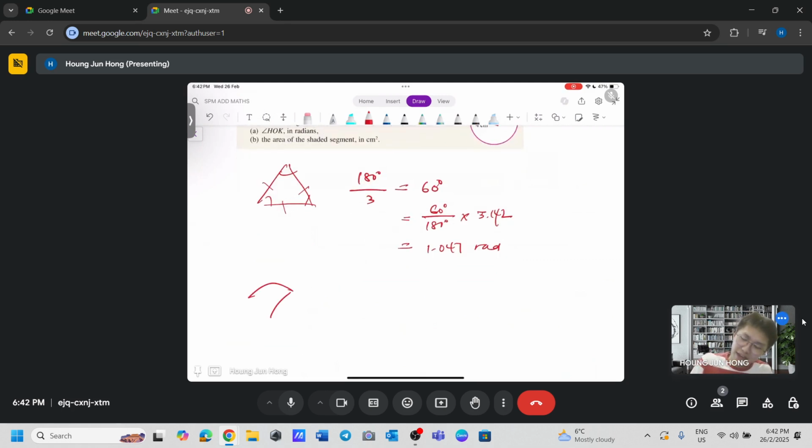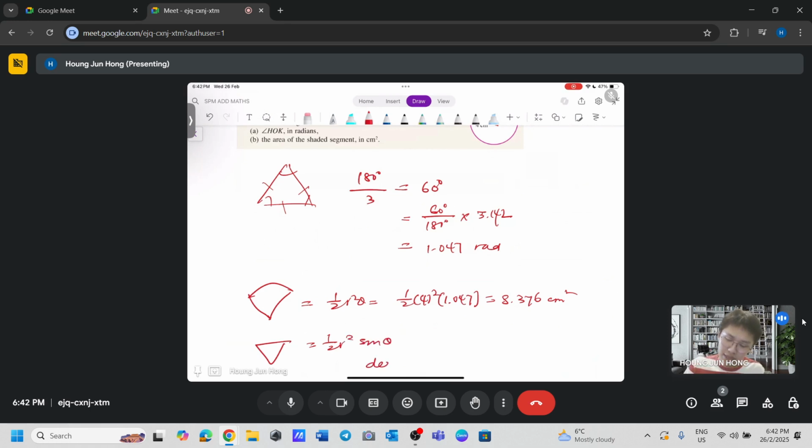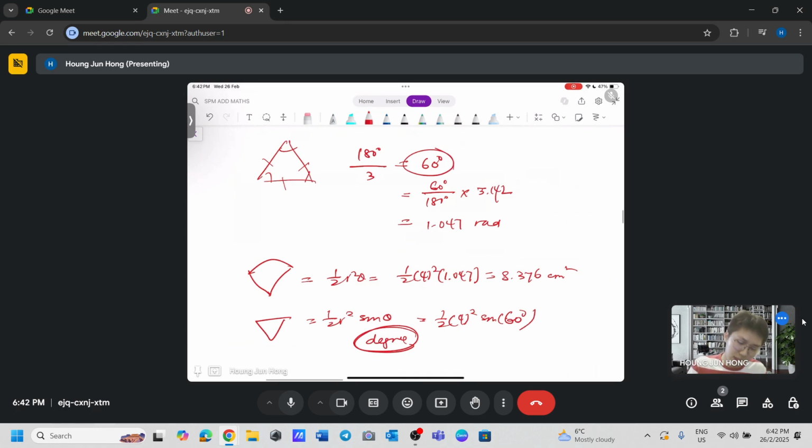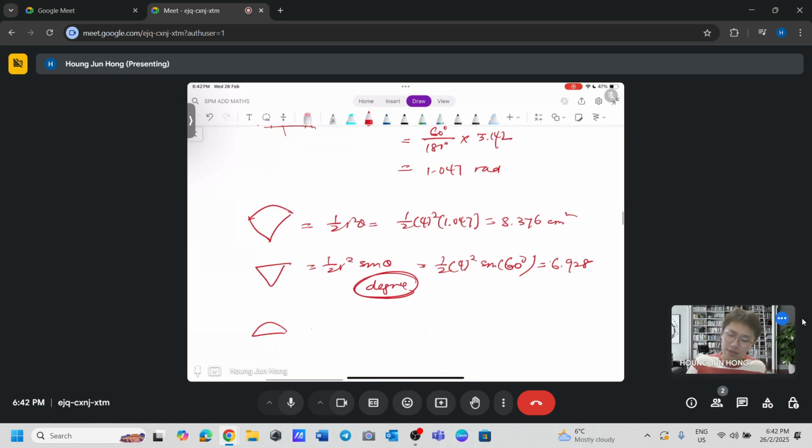Like I said, find the pizza, half r squared theta, half 4 squared times 1.047, 8.376. Then find the triangle, half r squared sine theta. Remember theta in degrees. So half 4 squared sine, again the angle as you should know, 60. Yes, this one, the degree. So yes, 6.928. Finally, the whatever on top is the difference between them. So this one, the big one, minus the small one, then you get 1.448 cm squared. Okay, perfect. That's it. That's all for the area of a sector.